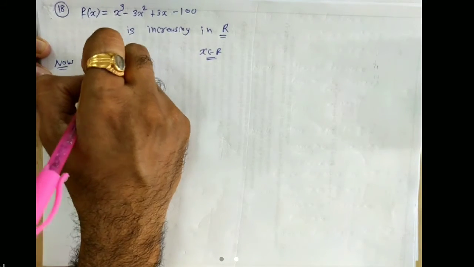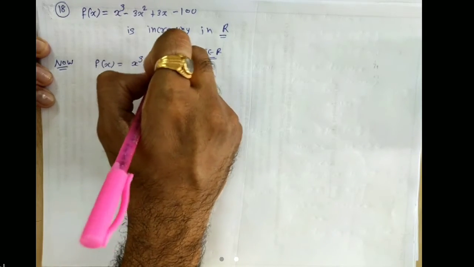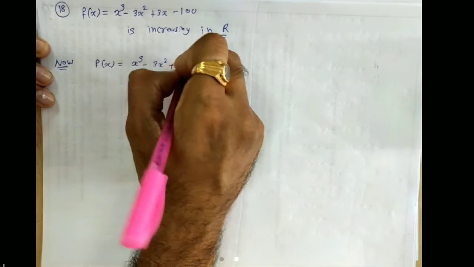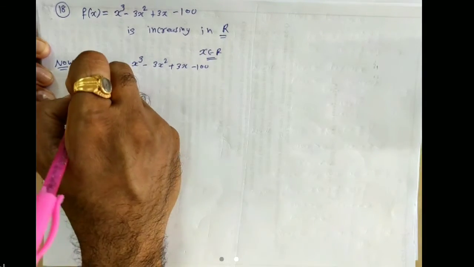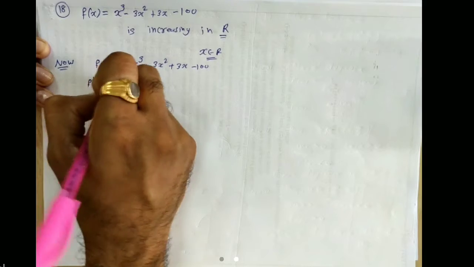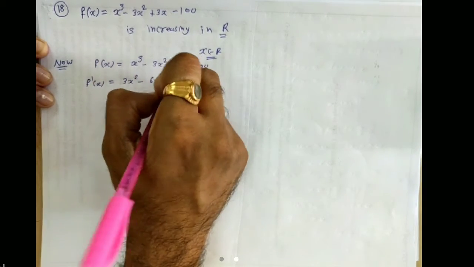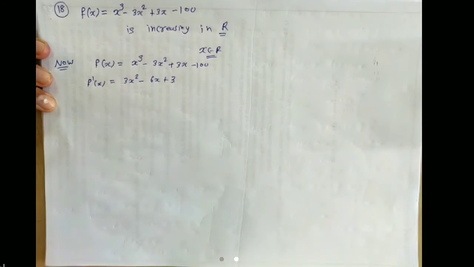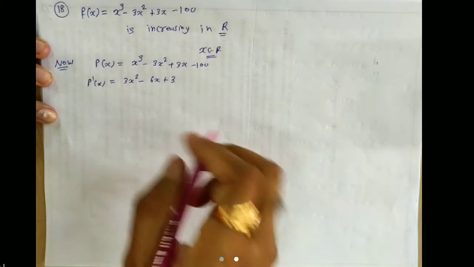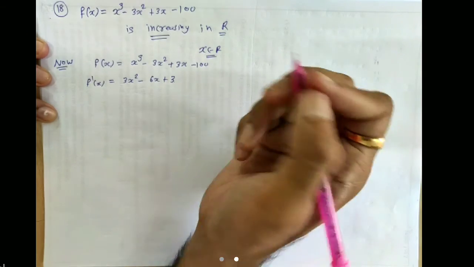First you have to start with the given function f of x, which is x cube minus 3x square plus 3x minus 100. Now differentiate on both sides with respect to x. So we are getting our f dash x, the first order derivative, which is 3x square minus 6x plus 3. Done. This is our first order derivative. So what is the condition for f of x to be an increasing function? Check, it's an increasing function, not strictly increasing function.